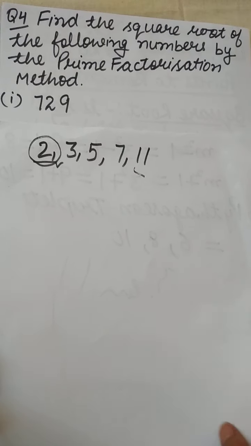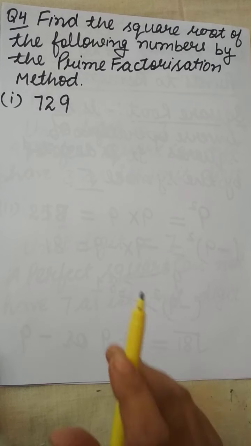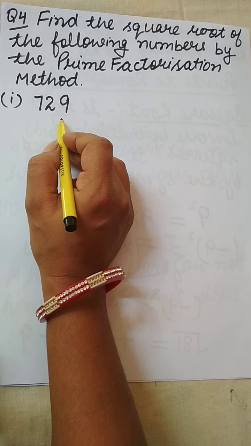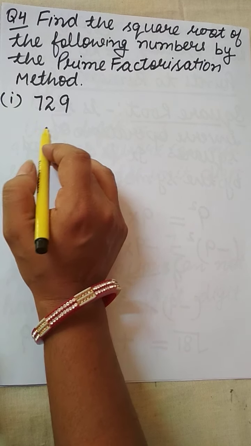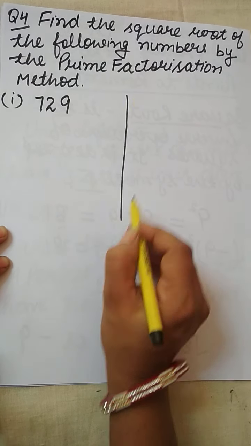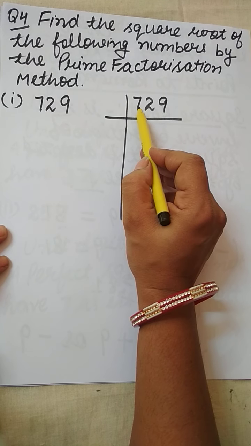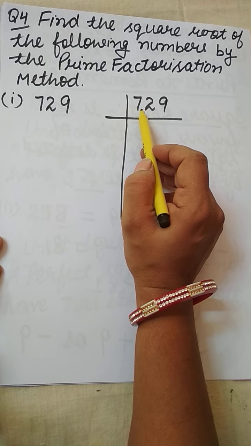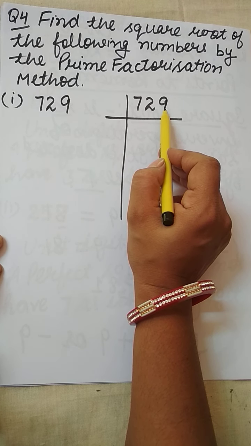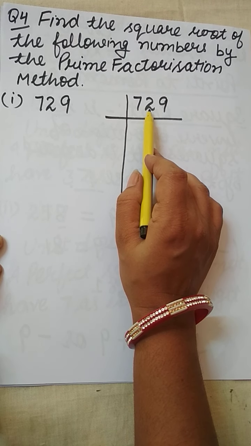Now here I have 729, and we can see from the question that 729 is an odd number, so it cannot be divisible by 2. So the first prime number 2 is not. We will start from the next one. Here I'll write 729. Now for 3, the divisibility test for 3 is, if the sum of the digits is divisible by 3, then the given number is also divisible by 3. As 7 plus 2 is 9.